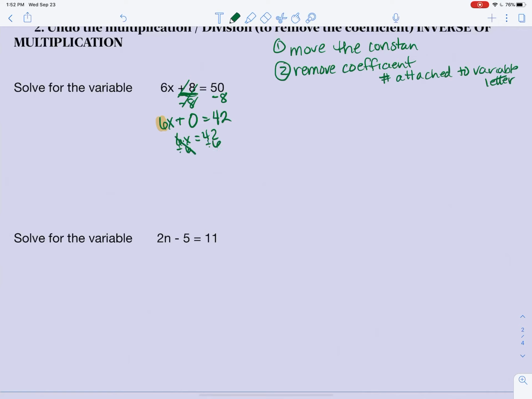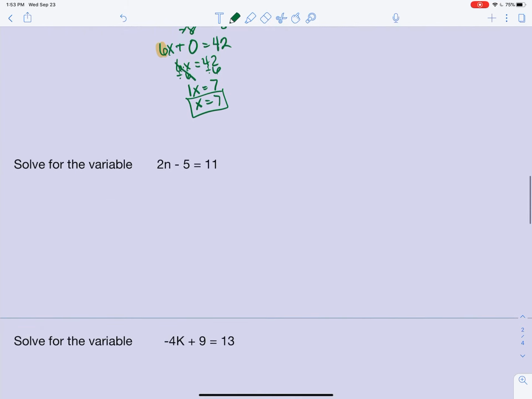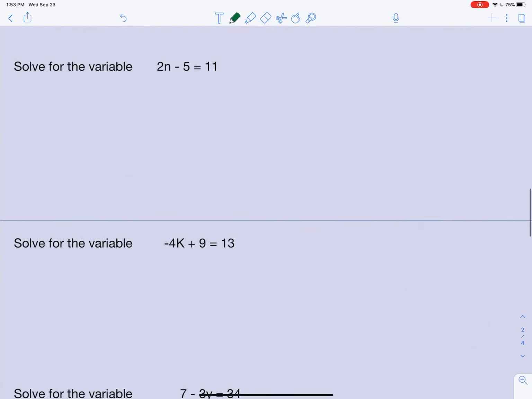That turns this into 1. 42 divided by 6 is 7. So I wrote 1x. Do I need that one? No, ma'am. No, sir. So my answer is x equals 7. So this is a little less stressful than what we were doing before with the fractions and all that other stuff. But we could still run into some positive and negative rules. Solving for this variable. I want you to press pause.